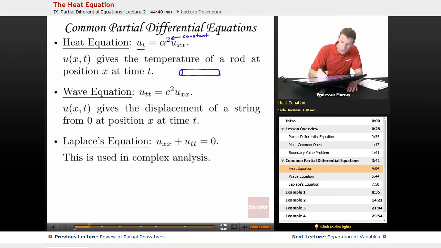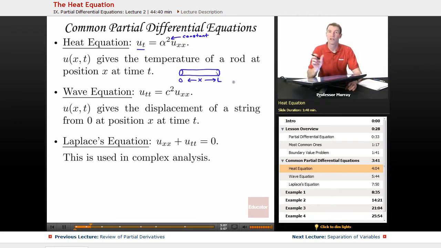The rod could be of different materials. It could be a metal rod. It could be a wooden rod. We often think of it as being a metal rod. And u tells you the temperature of the rod at position x at time t. And x here is the position along the rod, and we usually think of the left hand end of the rod as being x equals 0. The right hand end of the rod is x equals L.